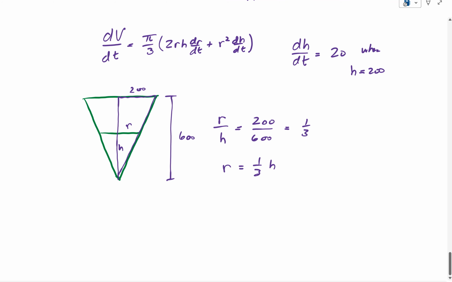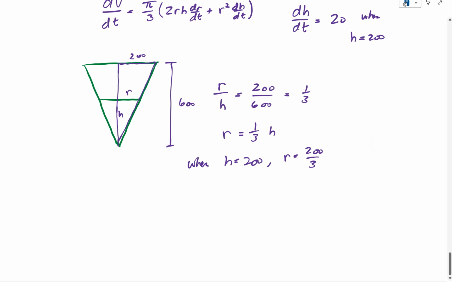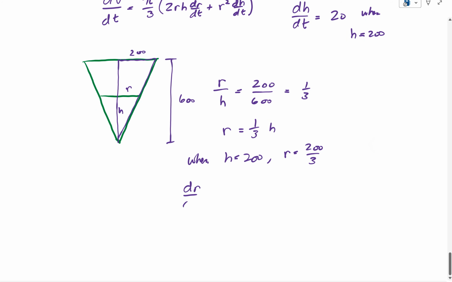So that means I can figure out when h is equal to 200, then r is equal to 200 over 3. And I can also take the derivative to get dr dt is equal to 1/3 dh dt. And now I have everything I need to be able to plug in.